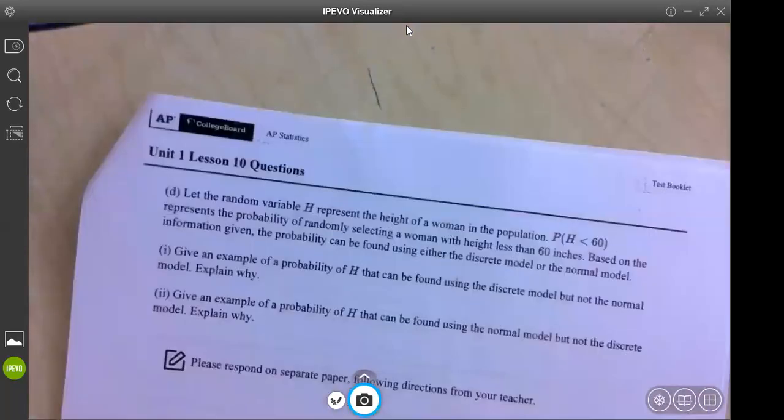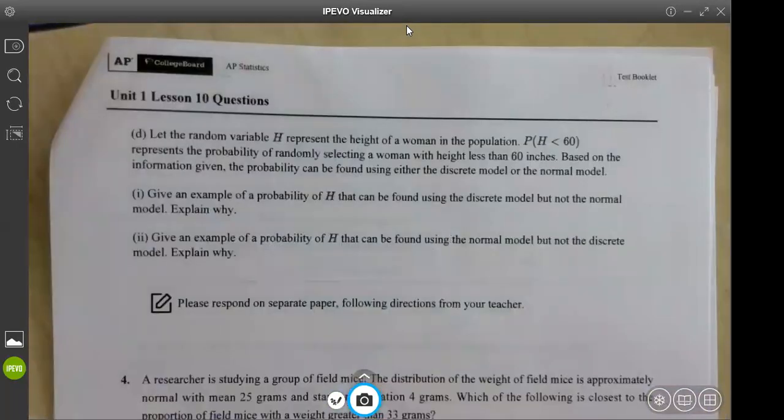Let the random variable H represent the height of a woman in the population whose height is less than 60, represents the probability of randomly selecting one with height less than 60 inches. Based on the information given, the probability can be found using either the discrete model or the normal model. The discrete model is the actual bar graph, okay? Give an example of a probability of H that can be found using the discrete model, but not the normal model, and explain why.